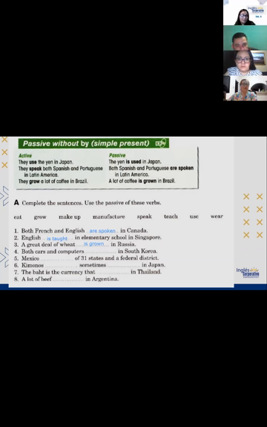Both cars and computers are manufactured in Korea. That's right. Both cars and computers are manufactured in Korea. Mexico. Is made up. Está compuesto of 31 states and a federal district, que es el DF, right? The federal district is Mexico DF, which is the capital, I think.